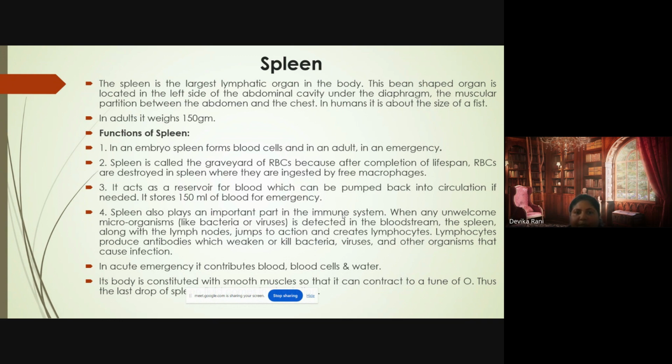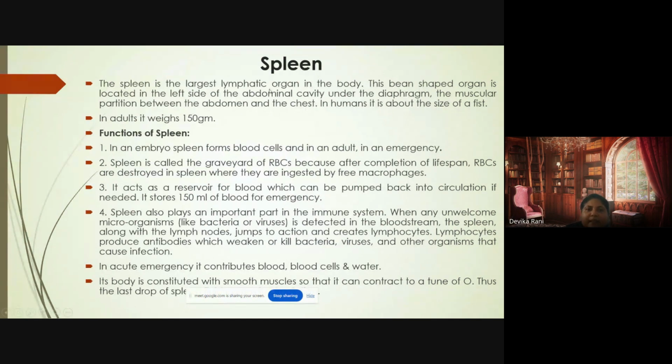The spleen also plays an important part in the immune system. When any unwelcome microorganisms like bacteria or viruses are detected in the bloodstream, the spleen, along with the lymph nodes, jumps into action and creates lymphocytes. So we said that blood is not only created in the marrow, it is created in various other parts, and the spleen also helps in it. It creates lymphocytes, the blood cells.